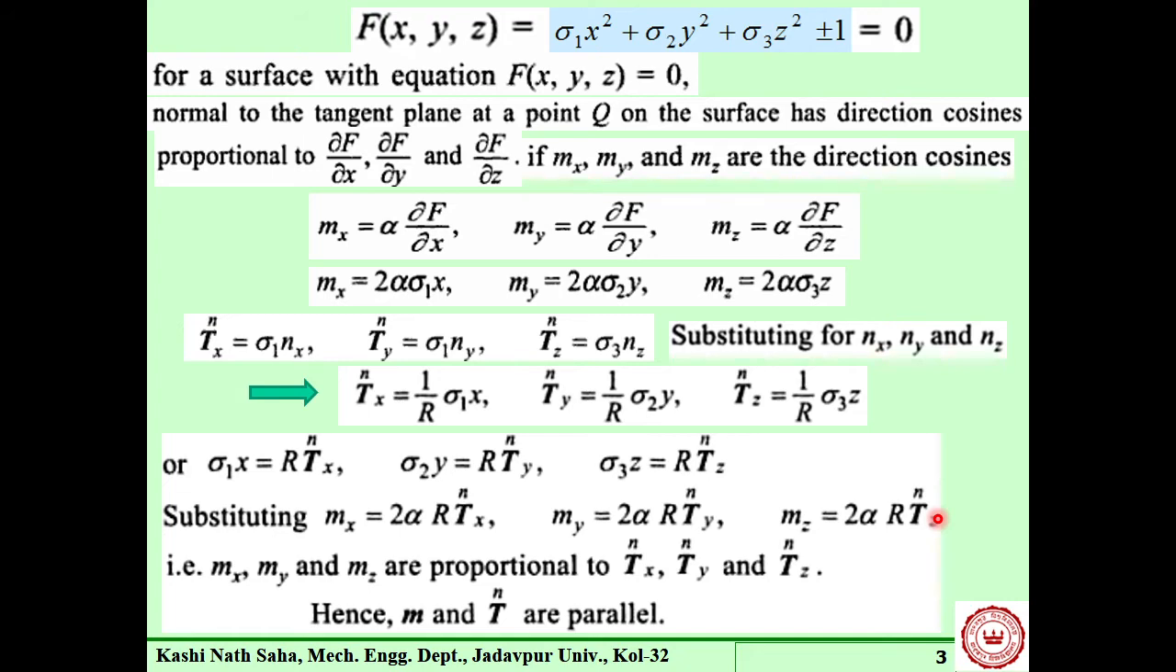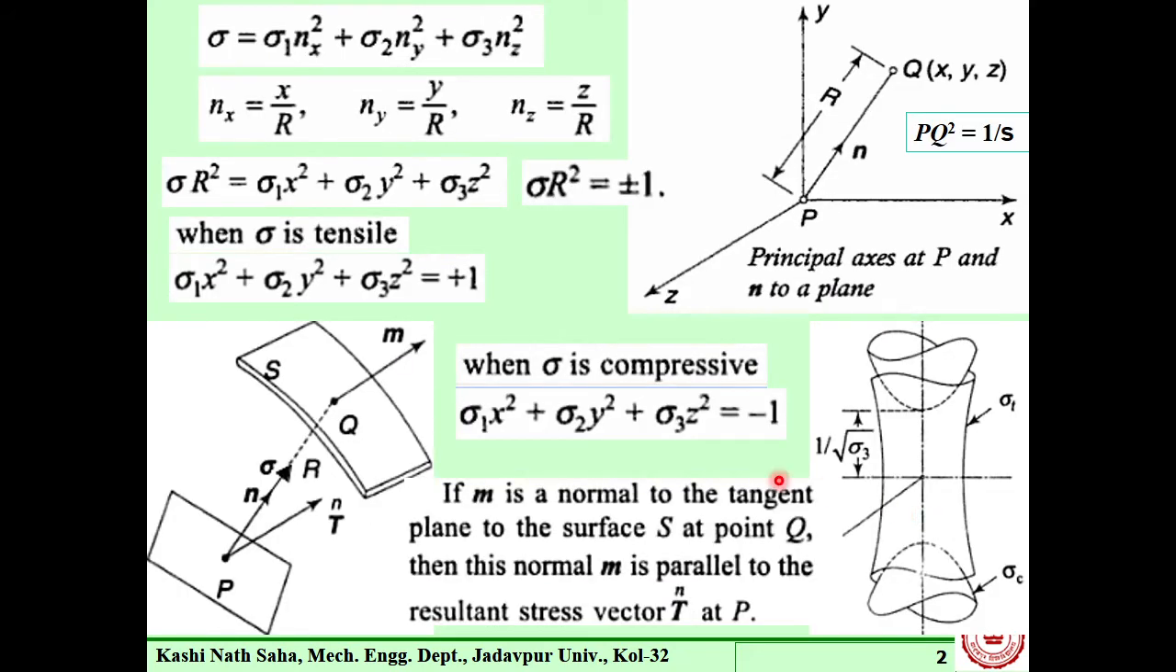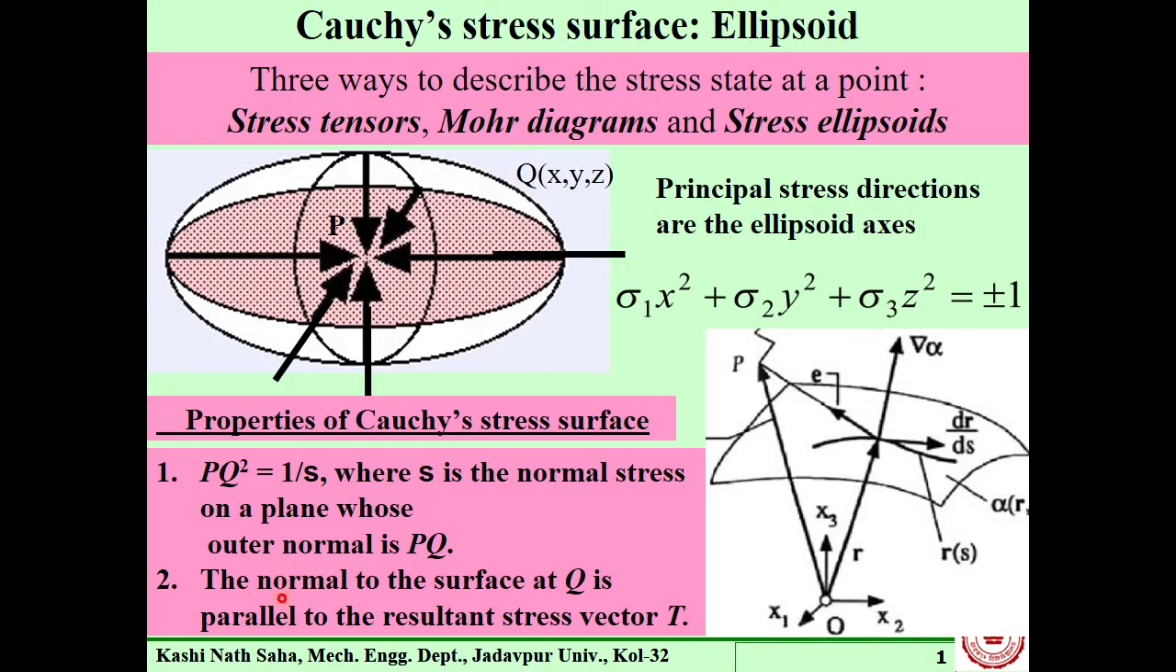If they are proportional, then what does it mean? The direction of this outer normal m and our resultant stress vector T are identical. So that is what the statement was here: the normal to the surface at Q is parallel to the resultant stress vector T. Clear? So this is known as Cauchy's stress surface or Cauchy's stress quadratic.